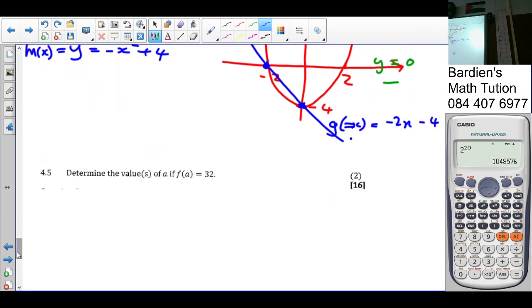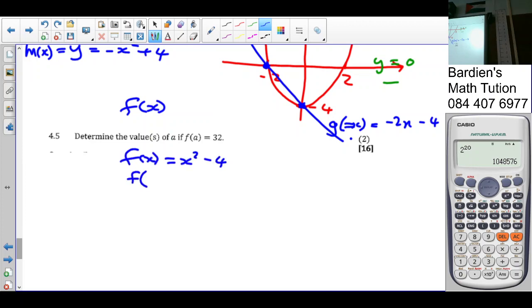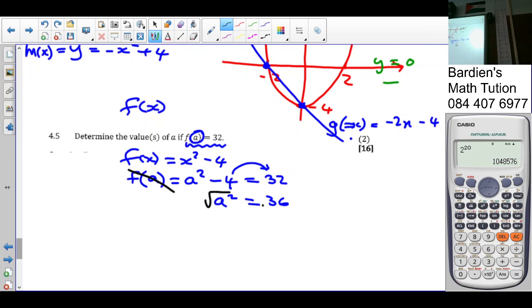And the last question here. We are told, determine the values of a if f of a is 32. But remember, what is f of x? f of x was x squared minus 4. So in f of a, if I see x, I put a. So f of a is going to be a squared minus 4. But f of a is equal to, according to this, what is f of a equal to? 32. Can you see that? So if you drop this, a squared is equal to 36. If I introduce the square root, what mustn't I forget? Plus minus. So a is equal to plus minus 6.